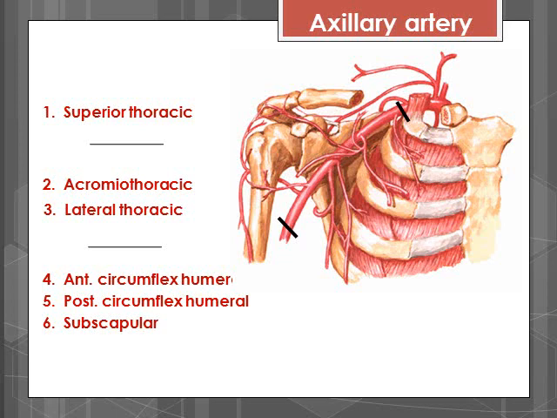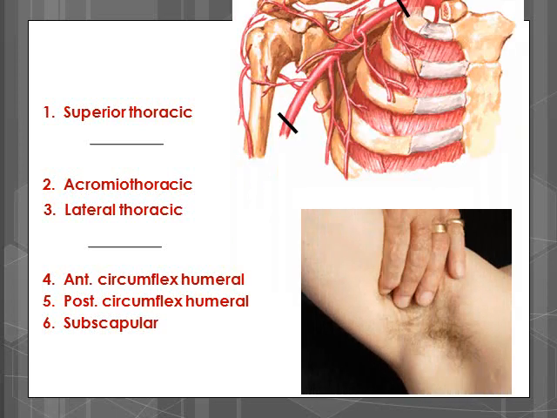The right axillary artery pulsation could be felt against the lower lateral part of the axilla, against the humerus, after abducting the arm to be at the right angle with the trunk.